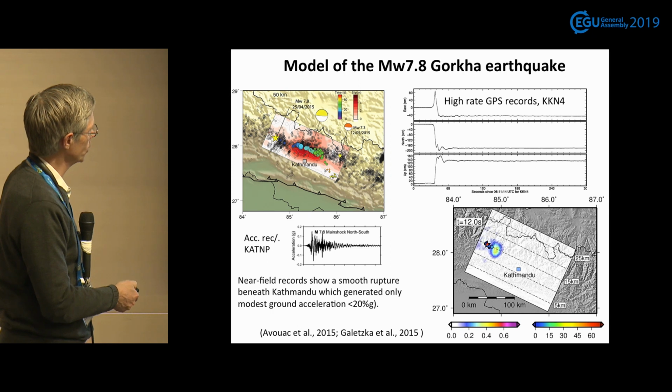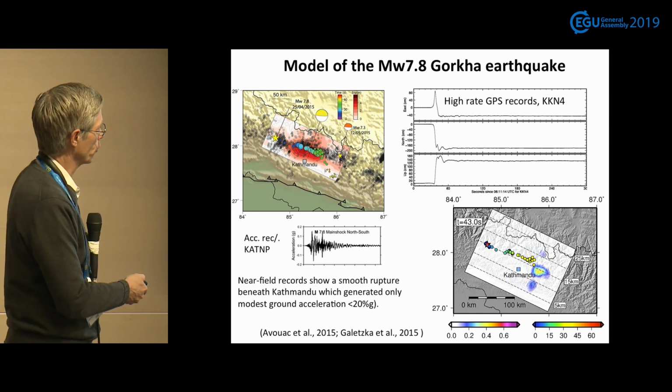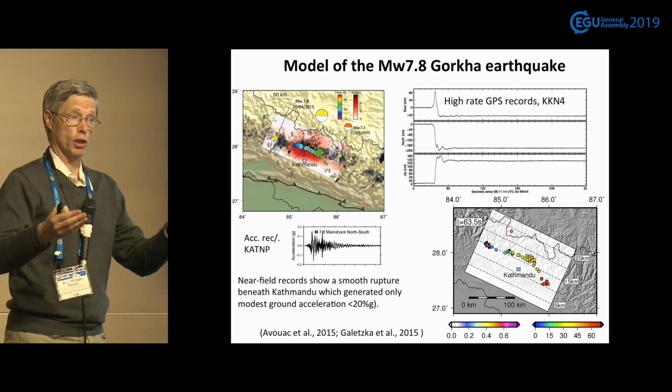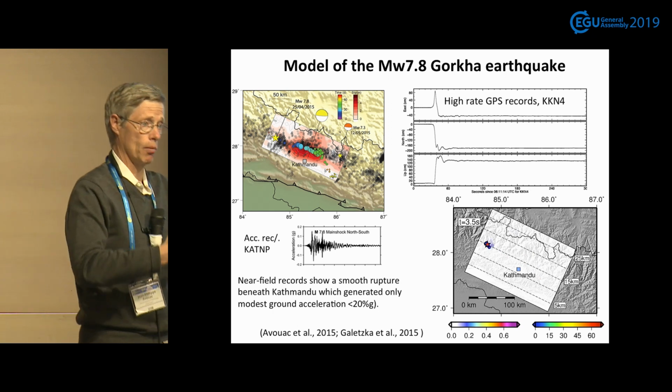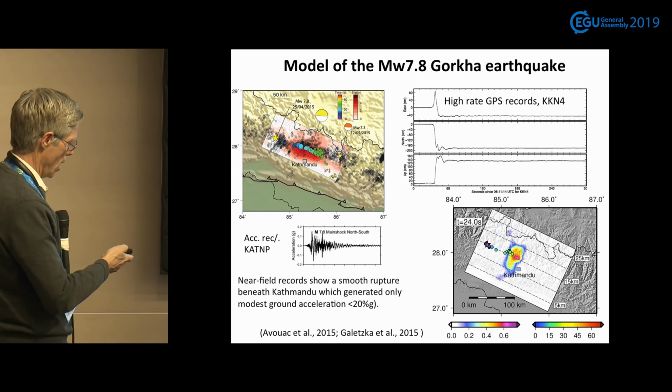So it starts 75 kilometers away from Kathmandu. And you see a pulse propagating toward Kathmandu. It takes about 40 seconds for the pulse to reach Kathmandu. That's why actually early warning is possible. It takes time. Once the earthquake has started, it takes time for the rupture to reach Kathmandu.